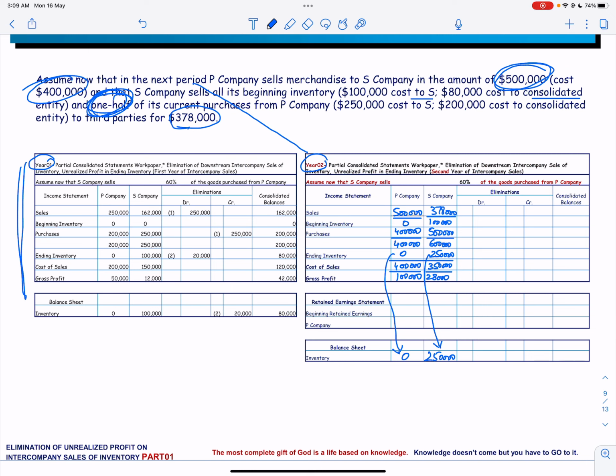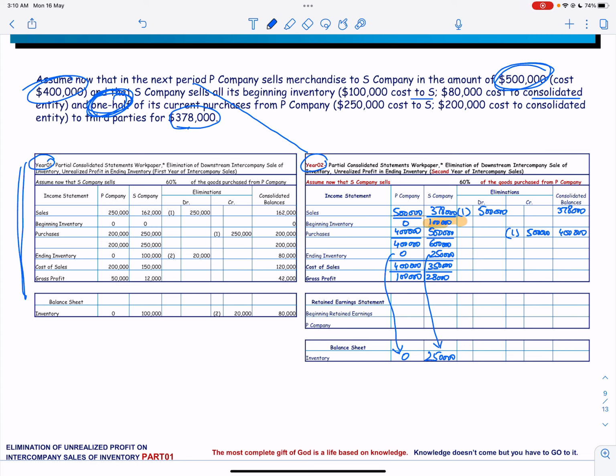Now, the first elimination is for the intercompany sales. Intercompany sales is 500,000 and the consolidated balance will be 378,000. So the consolidated balance for sales is 370,000. At the same time, the purchases has to be credited for the intercompany purchase, and that is of 500,000. So the consolidated purchases are now 400,000. We will talk about beginning inventory in a while.